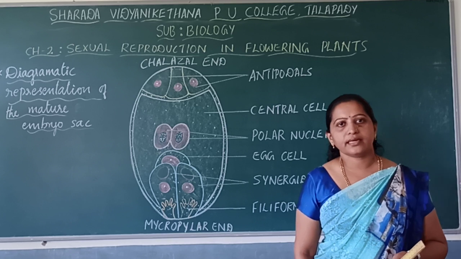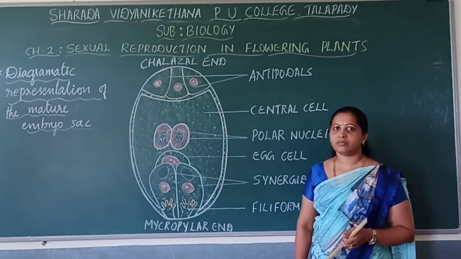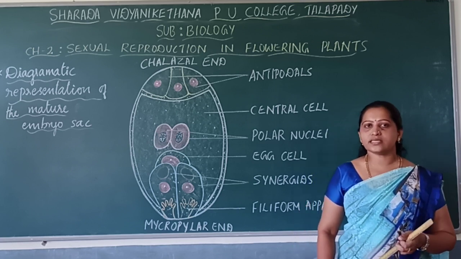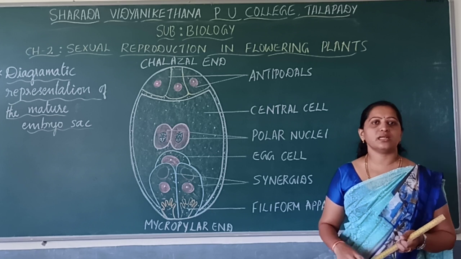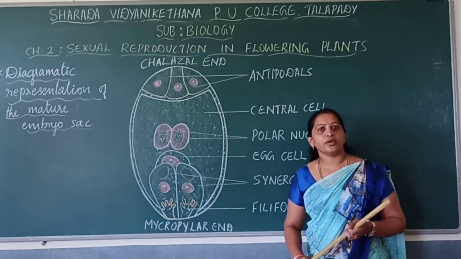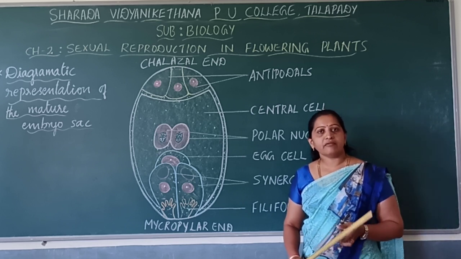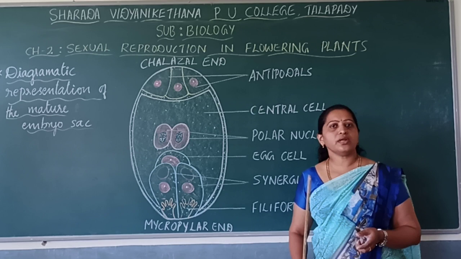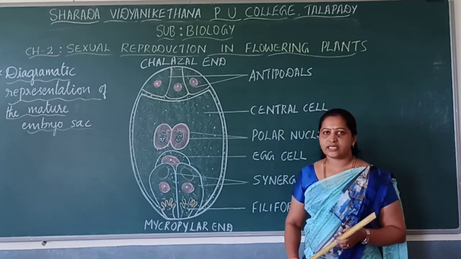You have to remember that the embryo sac is a female gametophyte of an angiosperm, and we have already discussed how an embryo sac will be developed from a single functional megaspore. And what do we call that development? Monosporic development. So a single functional megaspore develops into a mature embryo sac, and this process is known as monosporic development.